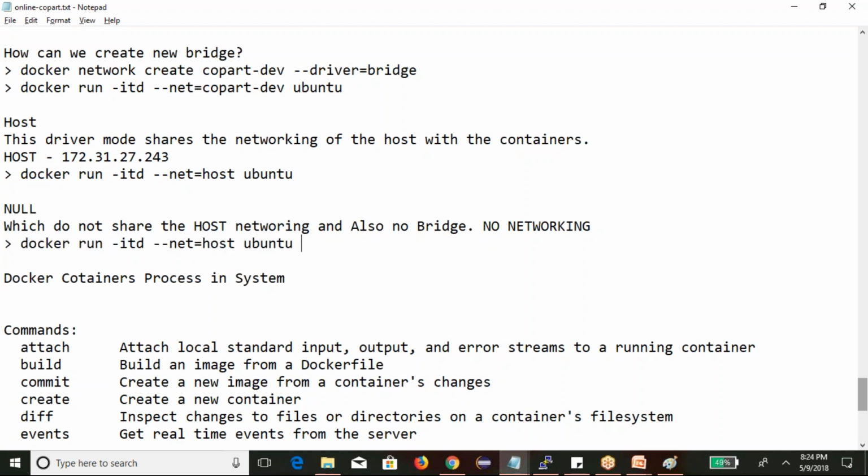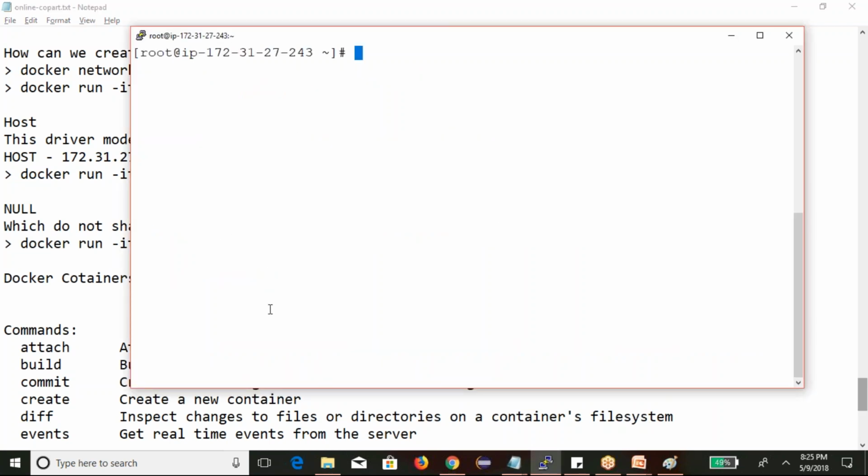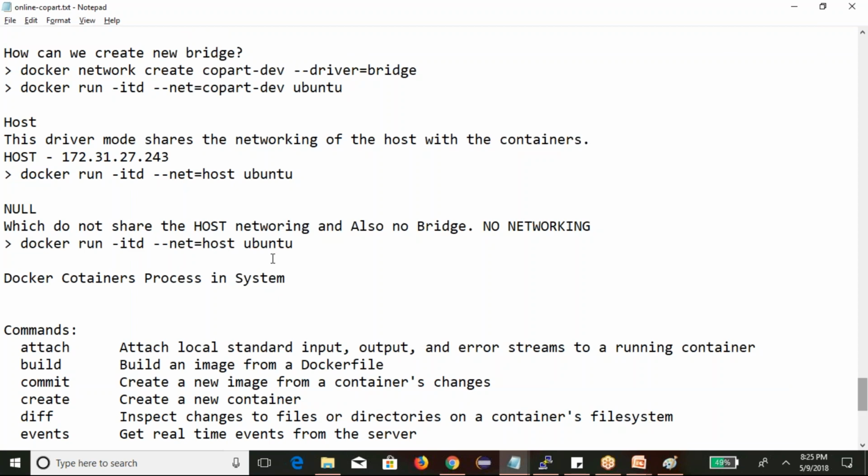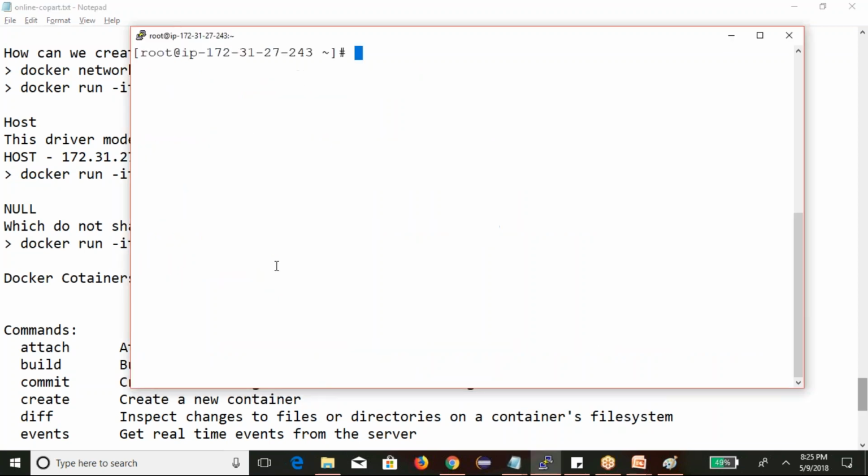So when we are creating the network bridge with the Docker network create command, can we specify the IPs also? Like it's currently taking 172. Yes, very much. You can specify the CIDR range also. All this subnet you can set up also. Okay, so it's very easy.